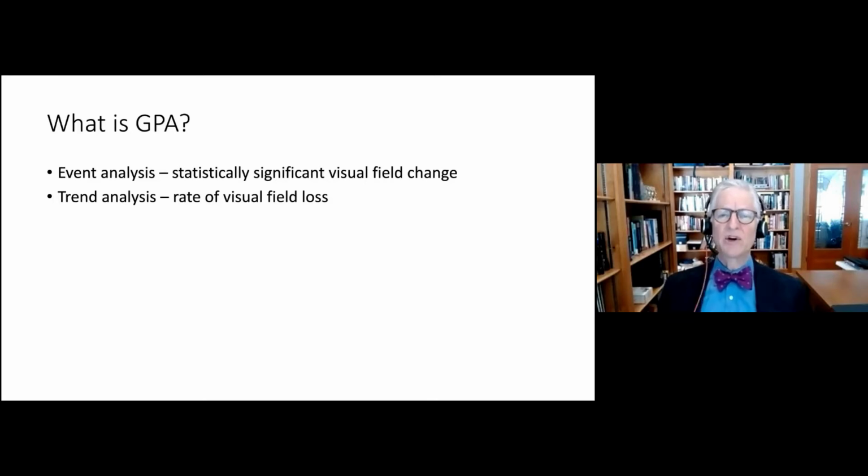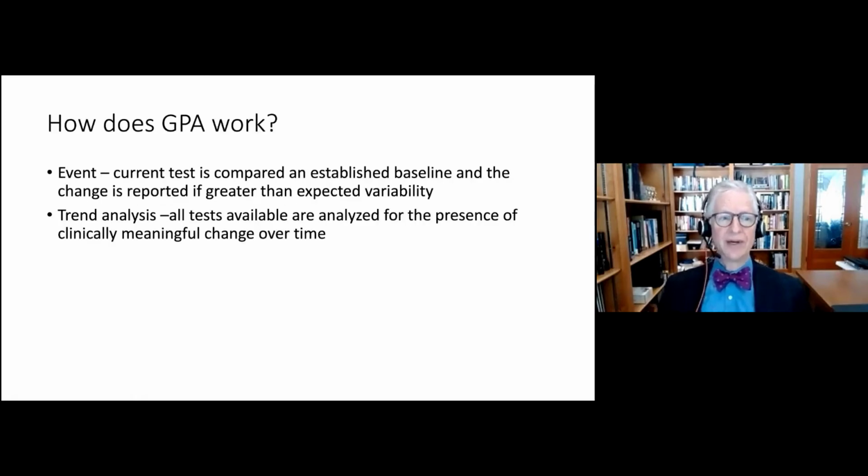The GPA software event analysis shows statistically significant visual field change. The trend analysis shows us the rate of visual field loss over the entire time that we've been doing tests. The event is testing and looking at the current test compared to an established baseline. Change is reported if the test level at that new date is statistically significantly greater than the change that you would expect due to variability. For the trend analysis, it just plots all the fields and it lets us see clinically meaningful change.